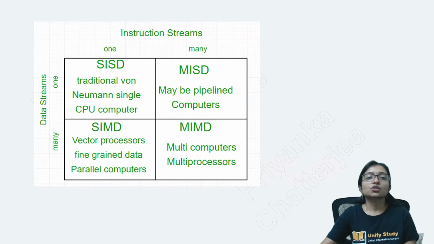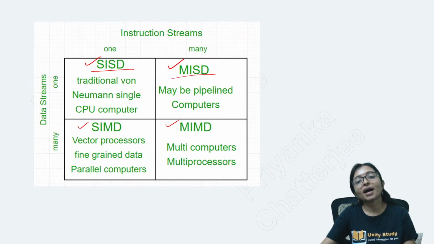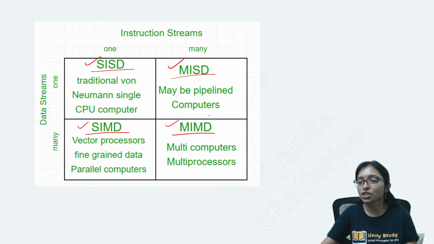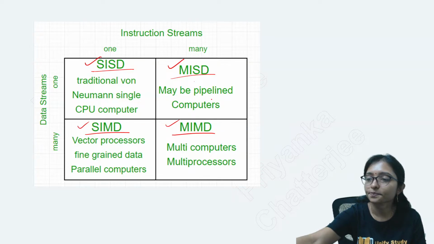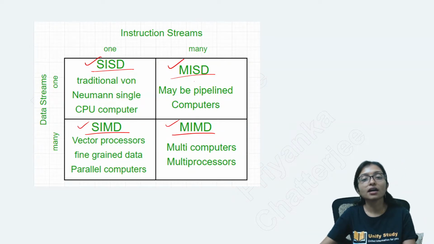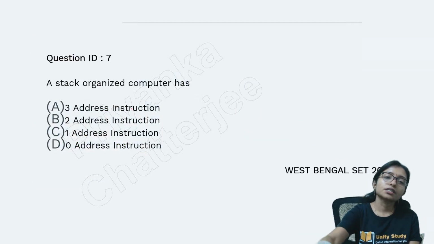Yes. So here these are the different types of instruction and data streams: SISD, MISD, SIMD and MIMD. SISD means single instruction, single data. MISD is multiple instruction, single data. SIMD is single instruction, multiple data. MIMD is multiple instruction, multiple data. Right? These are the different strategies.